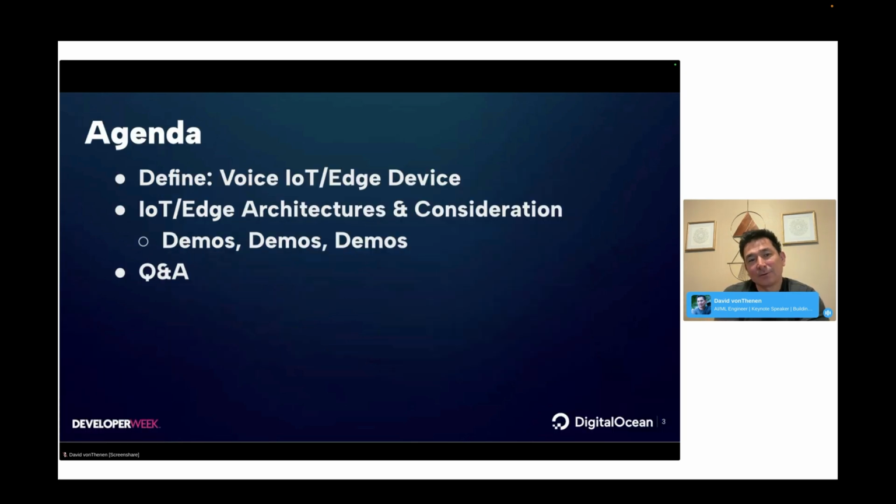For the agenda today, we're going to talk about IoT edge devices, specifically voice activated devices. We're going to level set and define what they are. You have them in your home, you probably use them. Then we're going to go into different architectures and different considerations when you're building your IoT or edge device. We're going to talk about 3 different kinds of architectures and have 3 different live demos, one for each of those architectures, and then hopefully end with some Q&A.